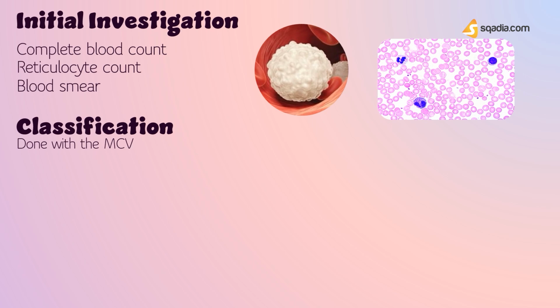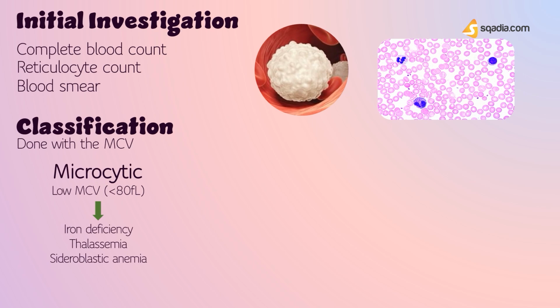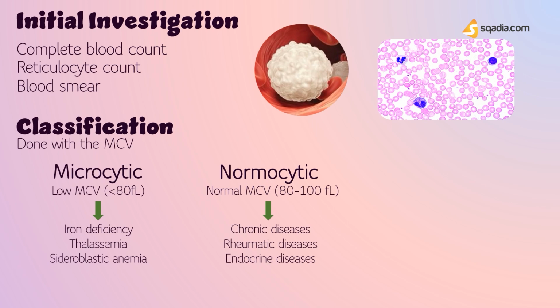A mean corpuscular volume of less than 80 femtoliters indicates a microcytic anemia. The most common cause of this type of anemia is iron deficiency, but it may also appear in other chronic diseases. A much rarer cause of this could be a sideroblastic anemia or a thalassemia trait. When the mean corpuscular volume is normal, meaning that it is between 80 to 100 femtoliters, the anemia is called normocytic, and it is mainly due to chronic diseases.